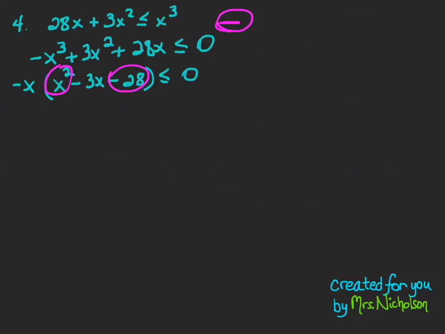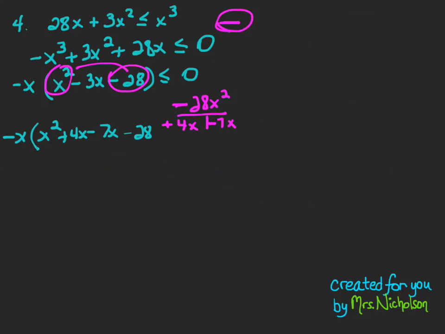I'm going to start out by multiplying my first and last terms, which gives me negative 28x squared. I need to find factors of 28 that subtract to give me 3. And you're probably thinking 4x and 7x first. We need a positive 4x and a negative 7x. So now I'm ready to rewrite my quadratic. I'm going to keep the negative x out there in front, and then I'm going to write x squared plus 4x minus 7x minus 28. And now I'm ready to factor by grouping.